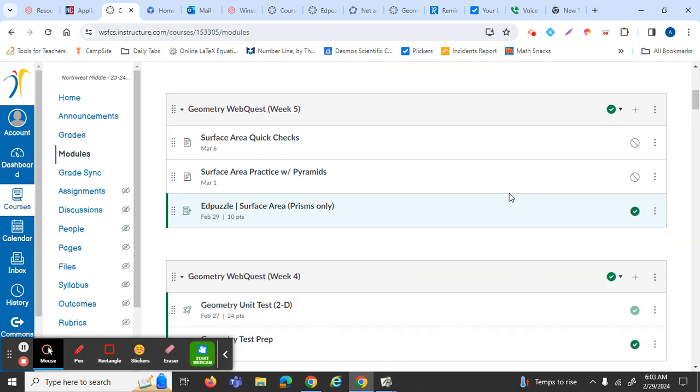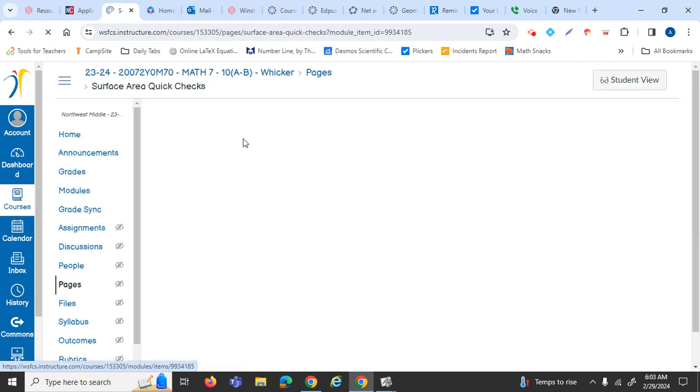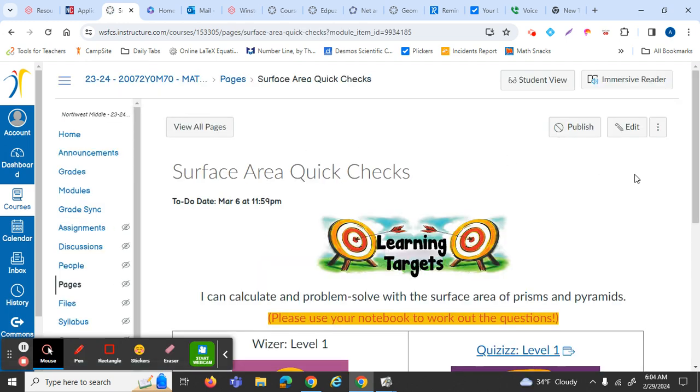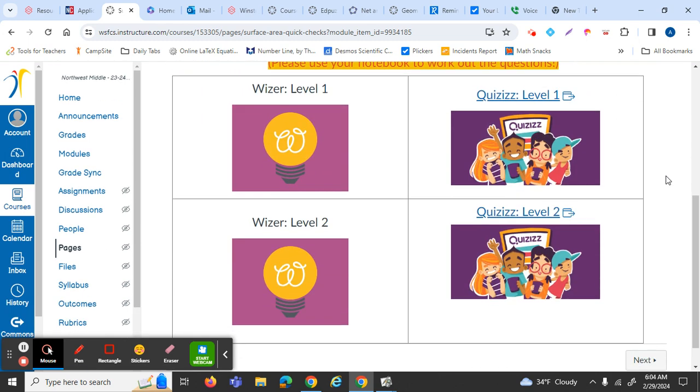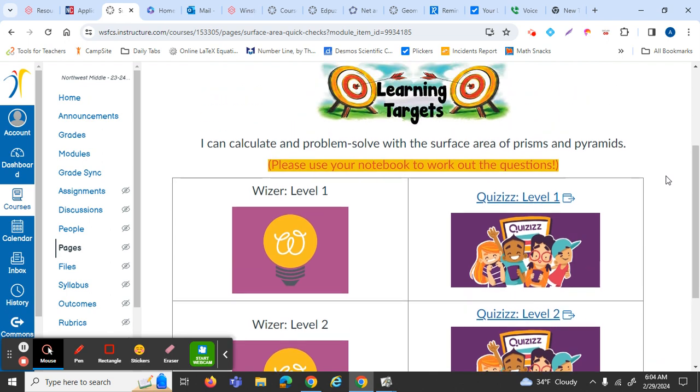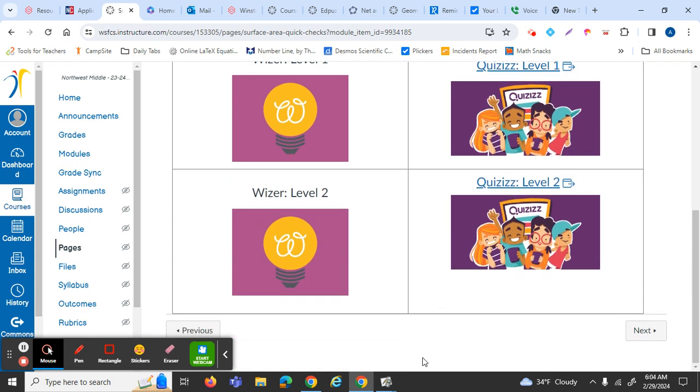Okay, so in your Canvas, you're going to see this assignment from last week, Puzzle Surface Area. Also, Surface Area with Pyramids, that was published on Friday. And your new item will be Surface Area Quick Checks, just to make sure that we're ready to move on to volume tomorrow. There's 2 levels of Wisers and 2 levels of Quizzes games. Use your notebook to work out the questions, and I'll also post this video in this module as well if you need to review it again.